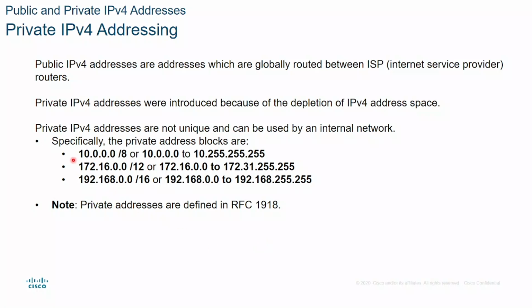So the private address blocks are: 10.0.0.0 to 10.255.255.255, which is for class A; 172.16.0.0 to 172.31.255.255 for class B. Then for class C, which you should take note of, the private IPv4 address range is 192.168.0.0 to 192.168.255.255.